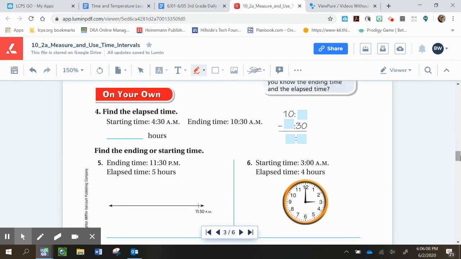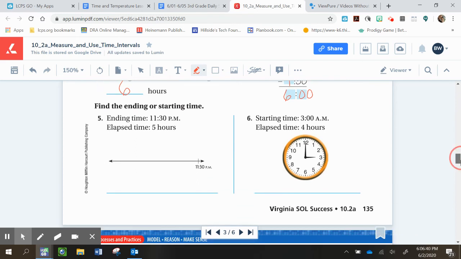We're going to do the elapsed time with subtraction again. And so the starting time was 4:30 a.m. Remember, that goes as the bottom number. Okay. And the ending time was 10:30 a.m. So 30 minus 30 is 0. And 10 minus 4 is 6. So it was 6 hours long.